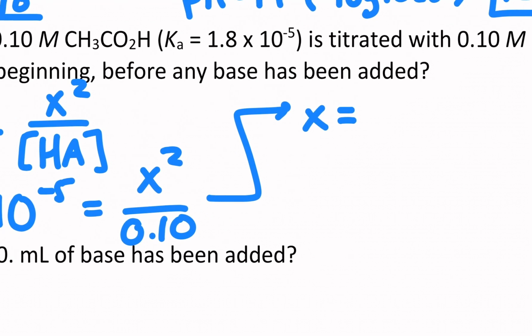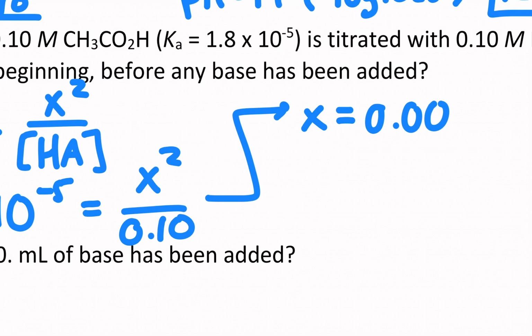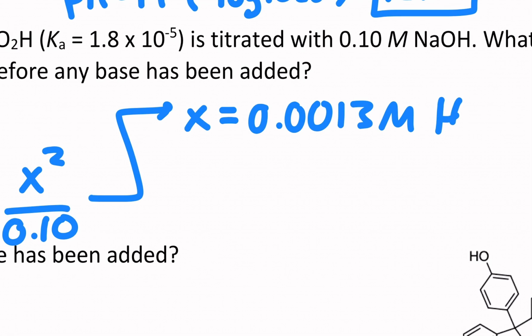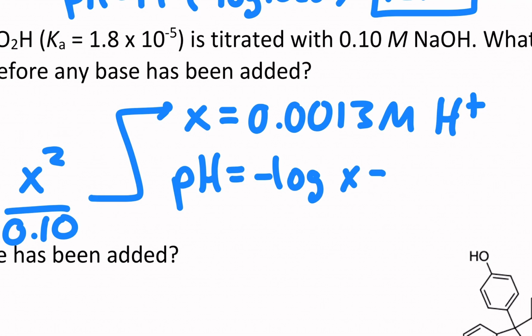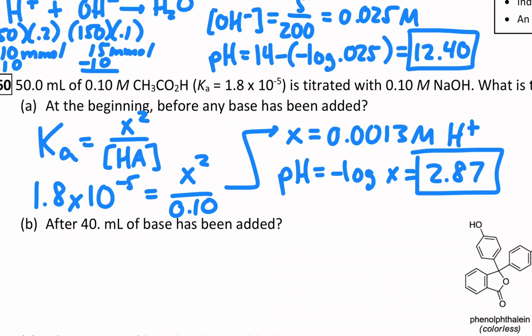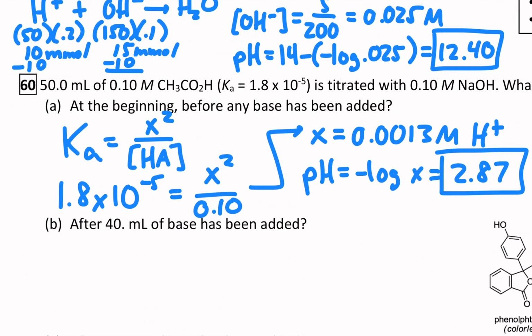I get 0.0013 molar. This is a Ka, so that is my H plus. So my pH is just the negative log of x, which is 2.87. This isn't even a titration problem. It's just what's the pH of some solution of weak acid. Didn't even need the volume.